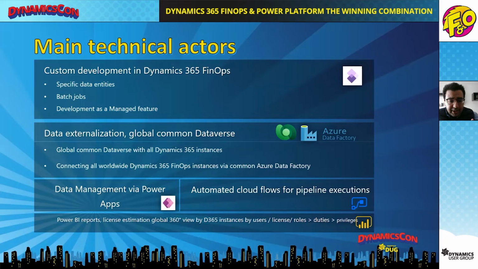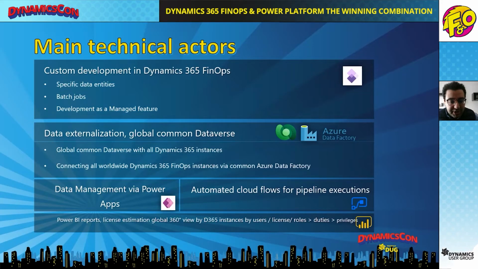The business need here with the client was to develop a batch job that will push data periodically from FinOps to a global common Dataverse, which will host the security and all the license information of all Dynamics 365 environments. After that, we've developed global Azure Data Factory pipelines, which are common and connected with all Dynamics 365 instances. The role of the Azure Data Factory pipeline here was to pull and read data from each Dynamics 365 environment and push it into a global Dataverse via automated cloud flows executed automatically through a Power Apps application. So let's make a quick demonstration.